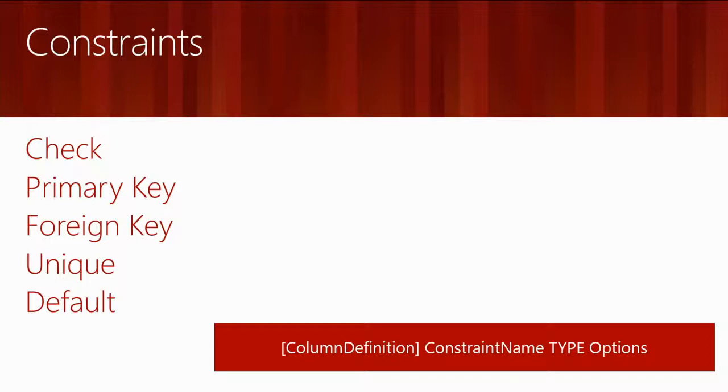So the first type of constraint that we have is going to be a check constraint. That check constraint is perfect for things like I need the ship date to either be null or to be on or after the order date. So I need to compare one column to another column inside of the same row.